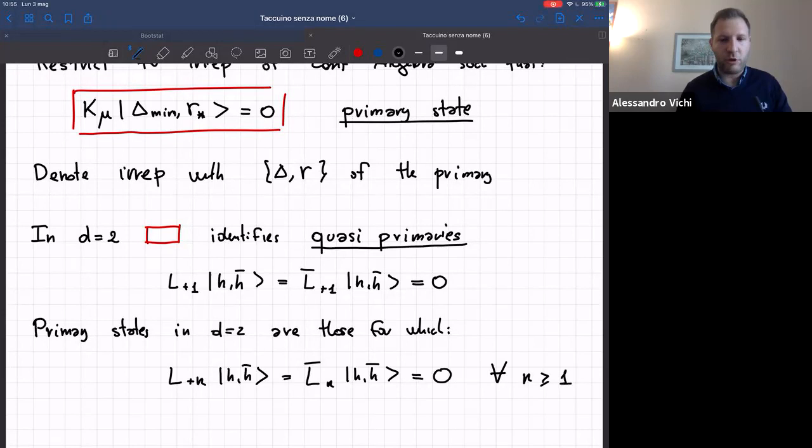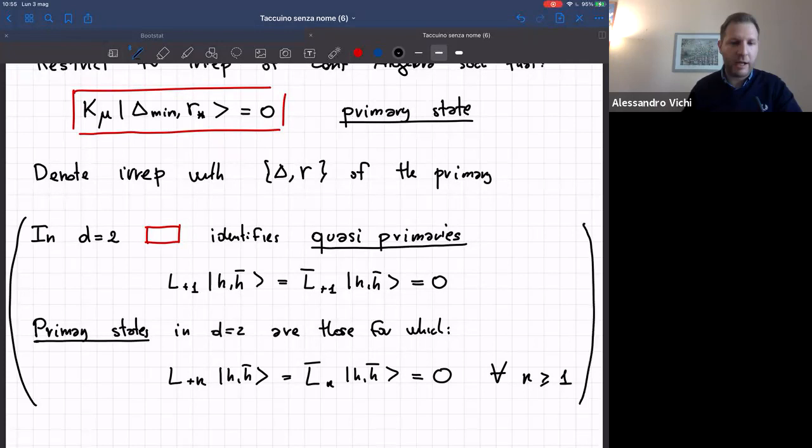So do not confuse the definition. Every primary is also a quasi-primary, of course, but it's not true vice versa. In particular, a complete irreducible representation of the Virasoro algebra contains infinitely many representations of the global conformal algebra, in particular infinitely many quasi-primaries. But since we don't have this distinction in higher dimensions, we don't have to differentiate quasi-primary and primary, and we will only talk about primary.